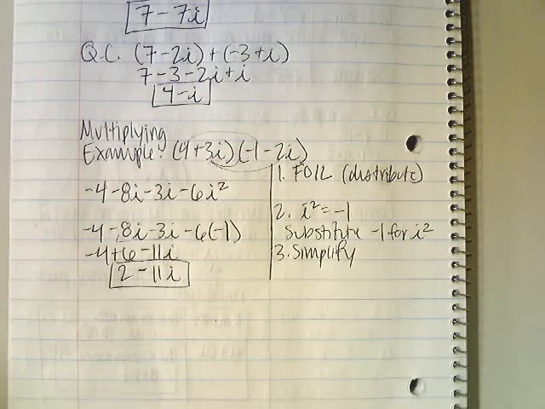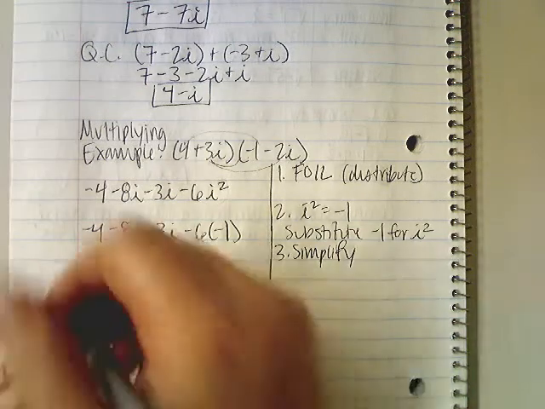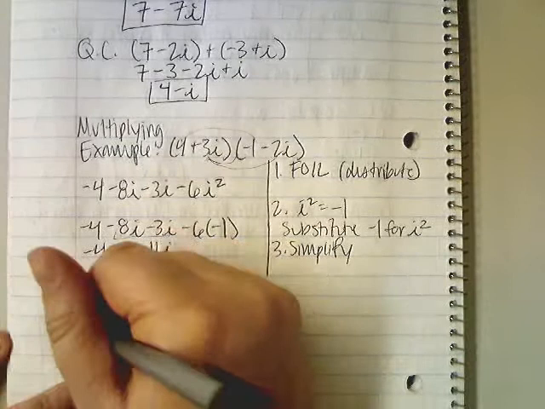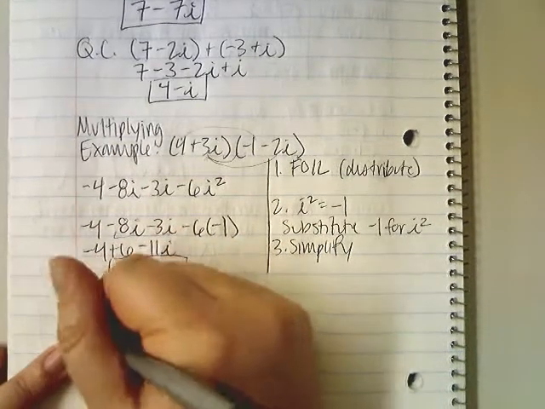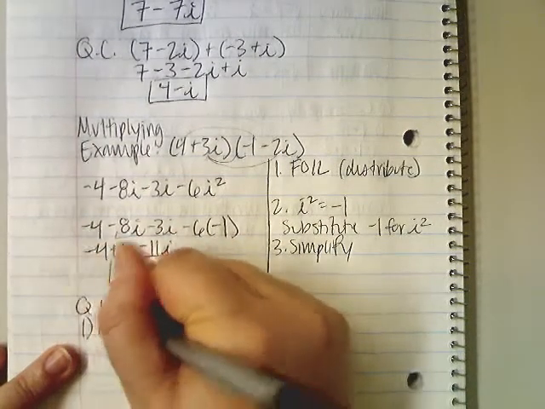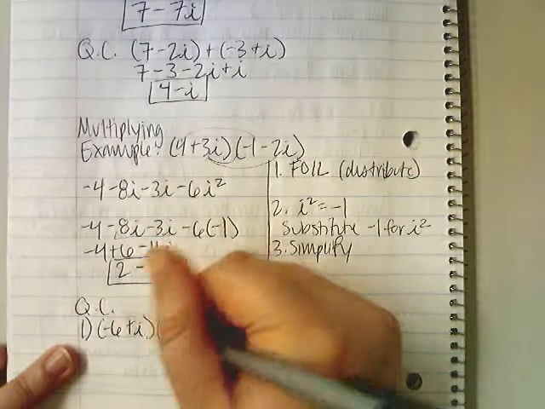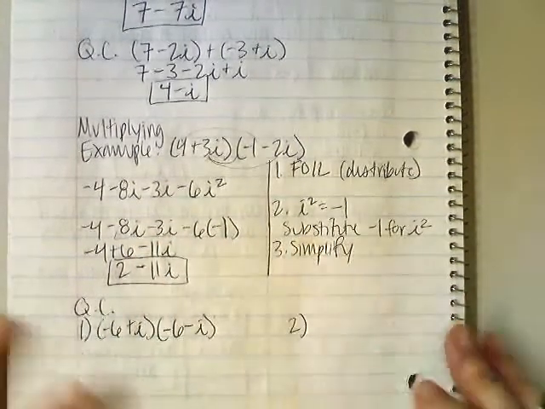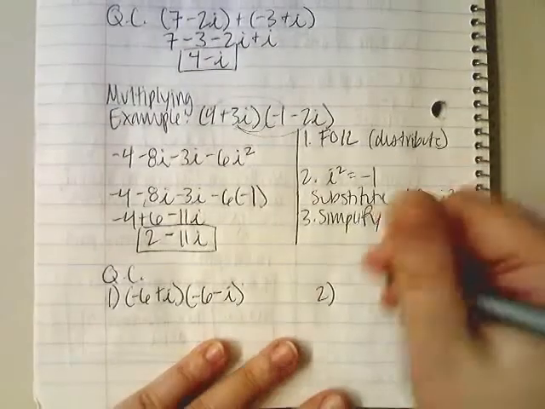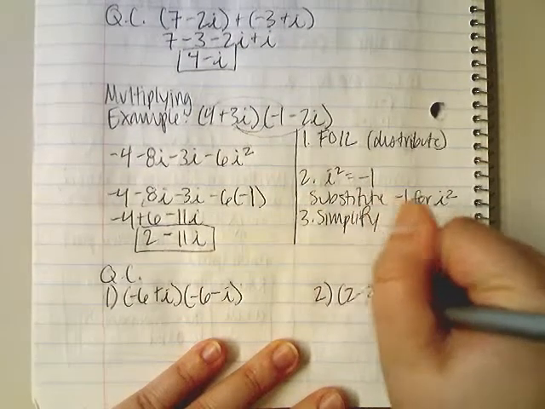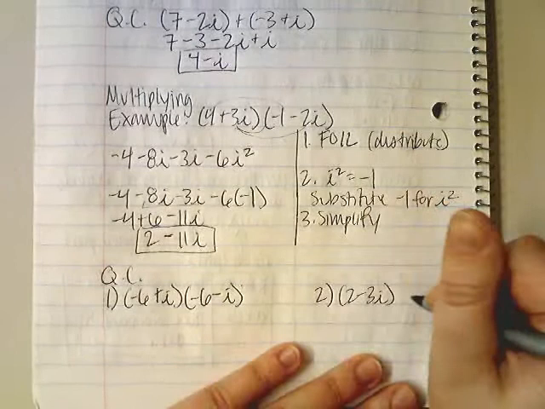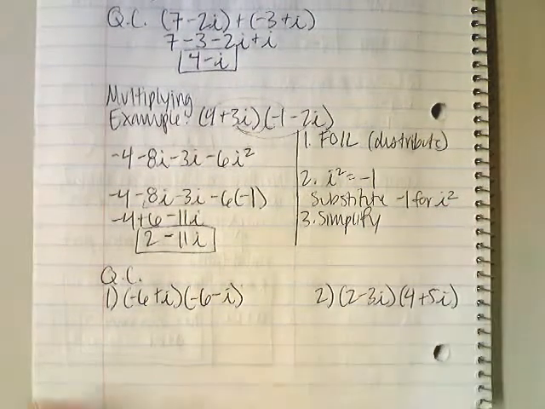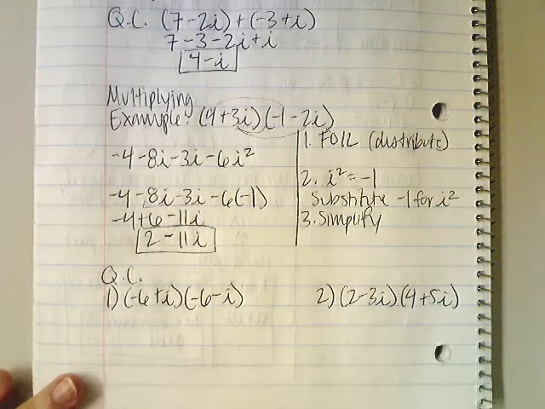We're going to do a quick check with that to make sure we're all on the same page. I'll do 2 if we can fit them here. I want us to do negative 6 plus i times negative 6 minus i. And the other one I want you to try is 2 minus 3i times 4 plus 5i. So try those both on your own. I'm going to go over them now.